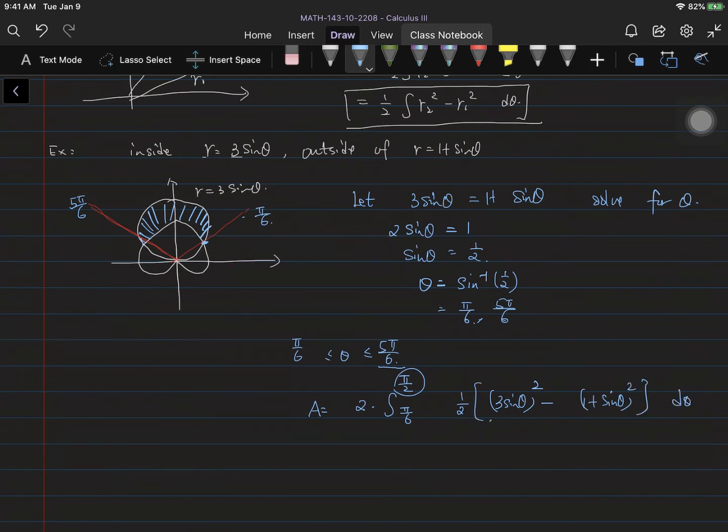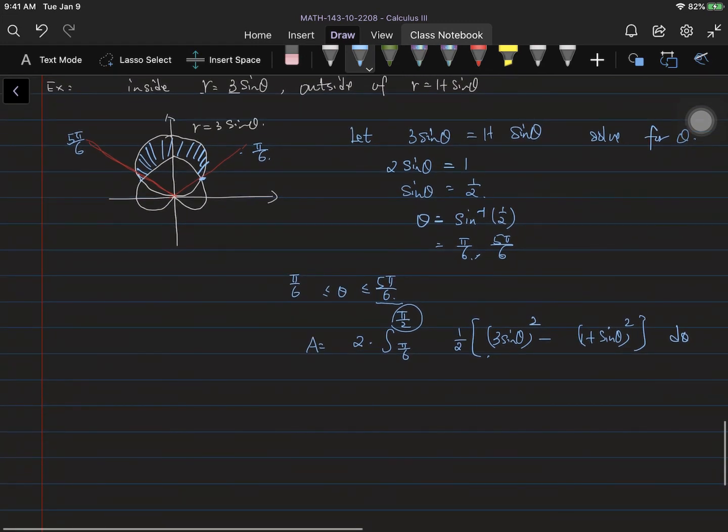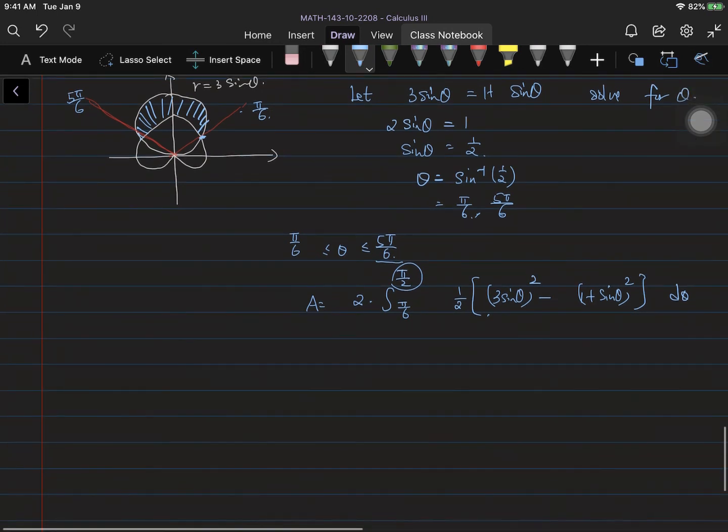Okay, so here I just gave you some idea how to find the intercept of two curves, and also how to make the calculation a little bit easier. Actually, I think this is one of the homework problems. Okay.